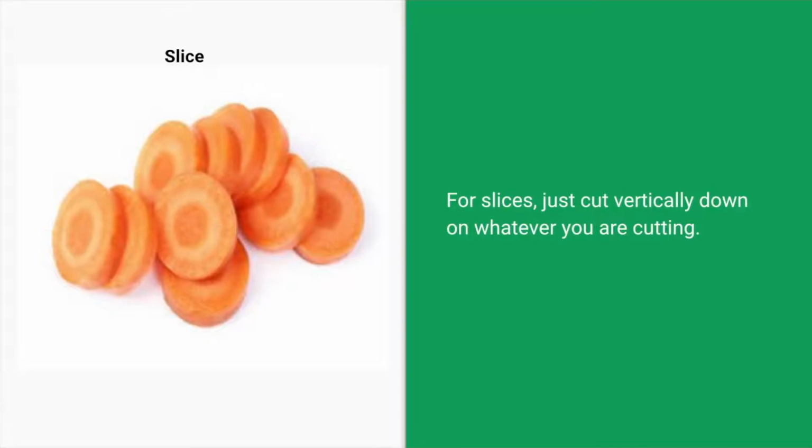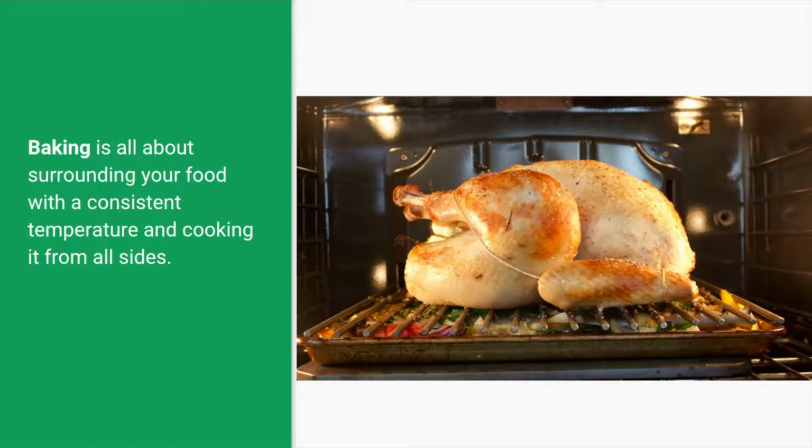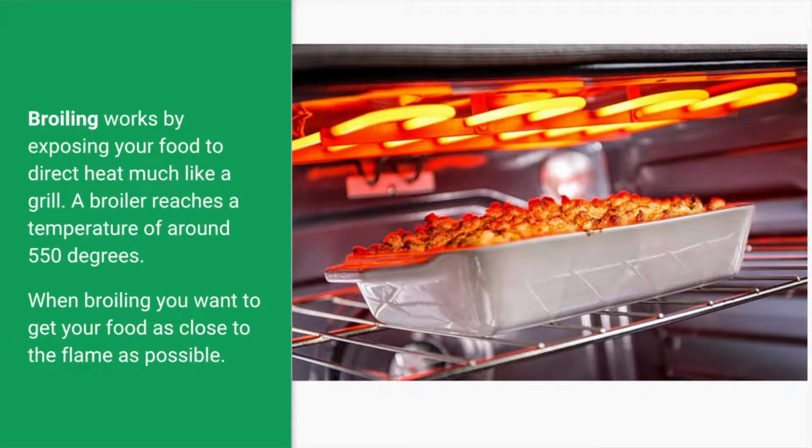Moving on to a few oven terms. So, baking. Baking is all about having a consistent temperature around your food and cooking it on all of its sides. So, when you bake something, the entire oven reaches a similar temperature and cooks the entirety of your food as a whole. Broiling, on the other hand, works by exposing your food to direct heat, much like you would experience through a grill. A broiler reaches a temperature around 550 degrees.